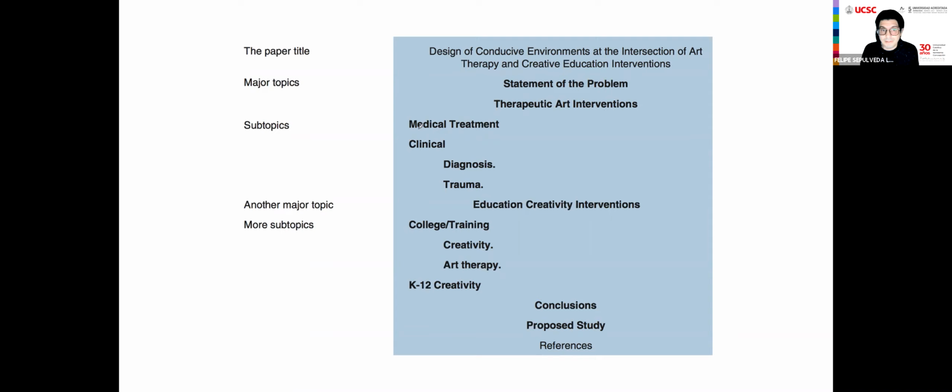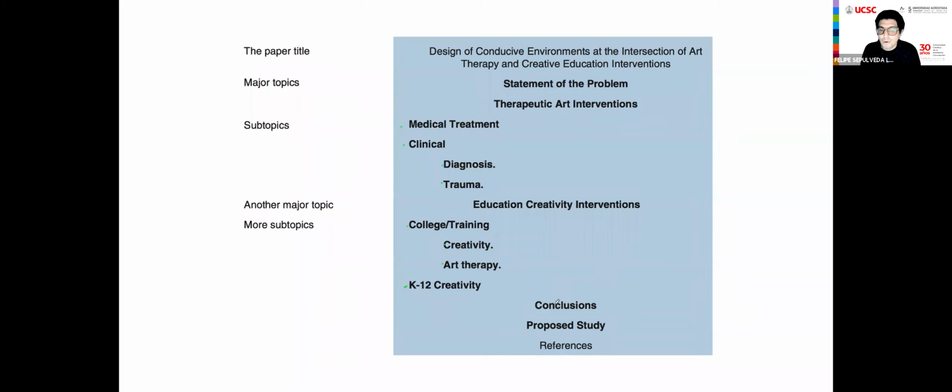And this has this topic, another topic, and these two subtopics. Okay. And the second part of this literature review, education creativity interventions, with these two major topics with subtopics. Well, with these two subtopics. And then, and this is very important, okay, they have the conclusions.